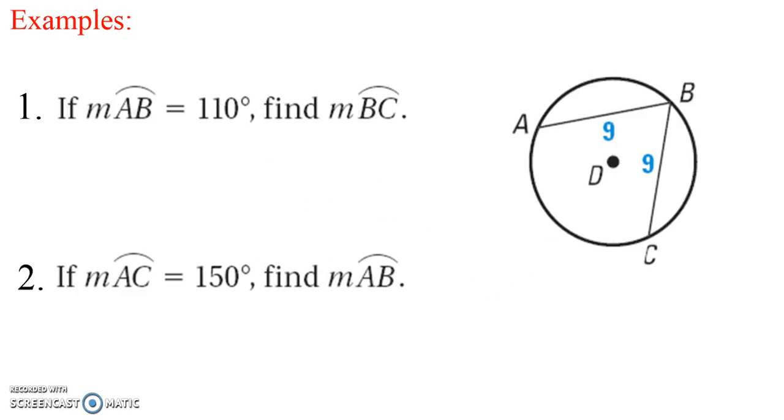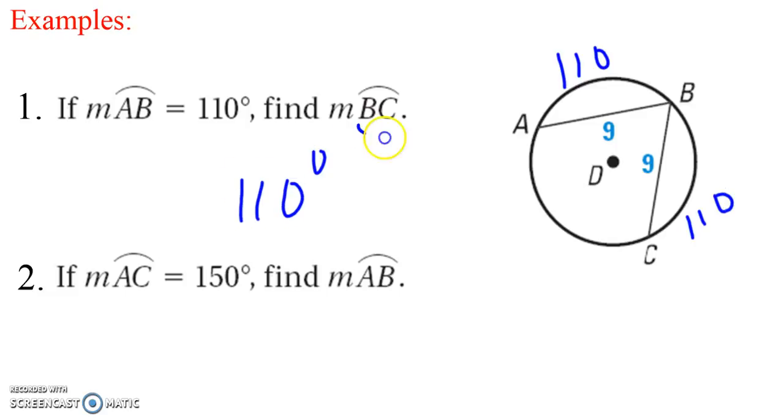So what type of problems can I do with that? Pretty simple. If I tell you the chords AB and BC are the same, and I tell you that this is 110, then I would know that BC is 110. It would also allow me to find AC because we know that the whole circle is 360 and we could subtract 220.